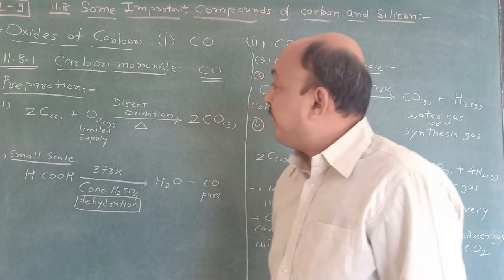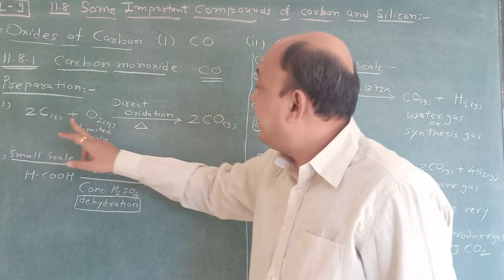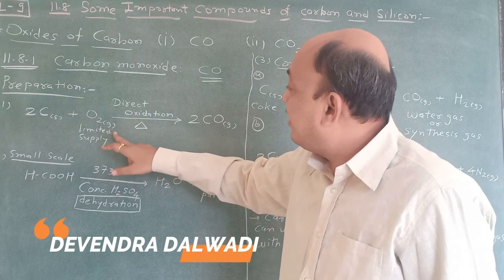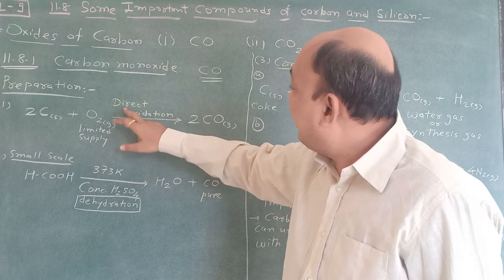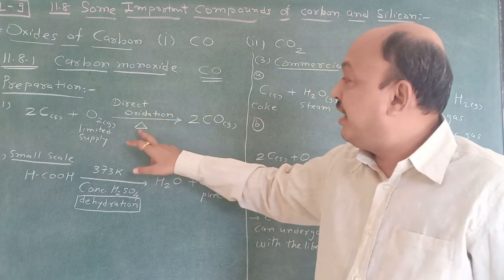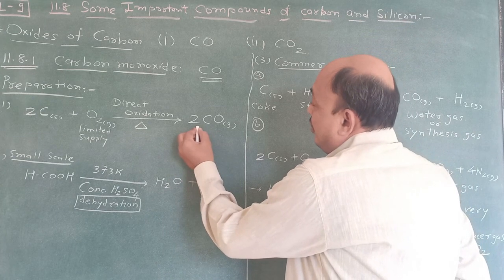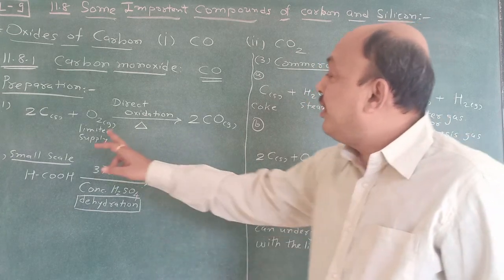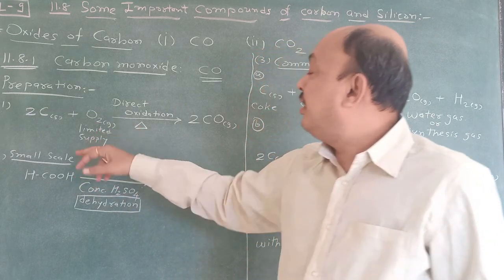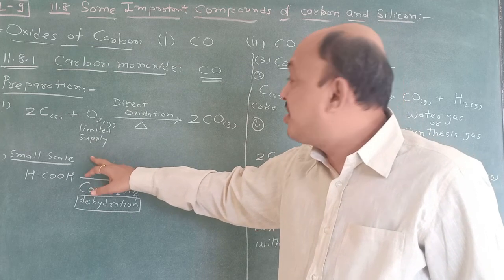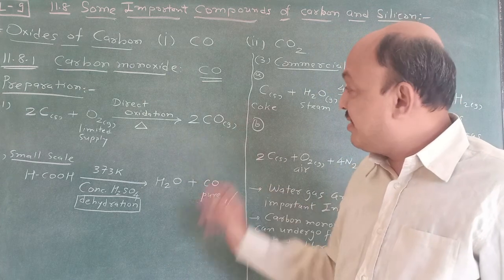Preparation. The simple preparation method is that when carbon reacts with limited air, it takes a direct oxidation reaction, and when we heat, it gives 2 moles of carbon monoxide. That is, we have to take a limited amount of dioxygen. So here combustion is not there, but partial combustion is there. In the presence of carbon, it gives 2 CO gas.